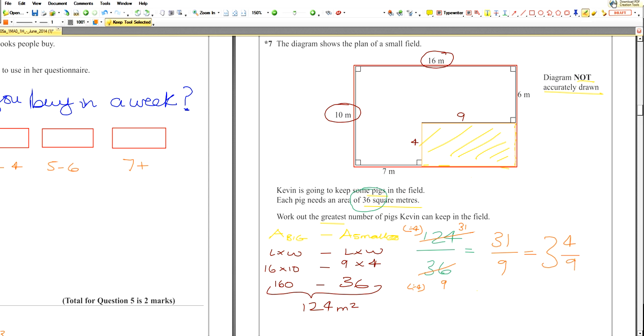So according to our calculation, Kevin can keep 3 and 4/9 of a pig in that area. So can somebody tell me what's wrong with the answer? You can't have a fraction of a pig. So do we round it up or round it down, for common sense? We have to round it down because he hasn't got enough space for the 4th pig. So he'll only keep 3. He'll have a bit of extra land. So the final answer for this question is he can only keep 3 pigs in that space. Okay? Are we happy? Good.